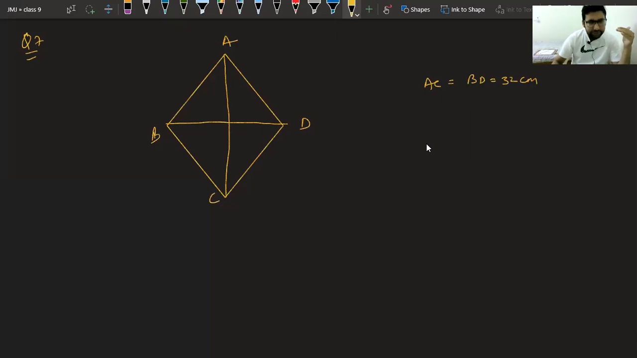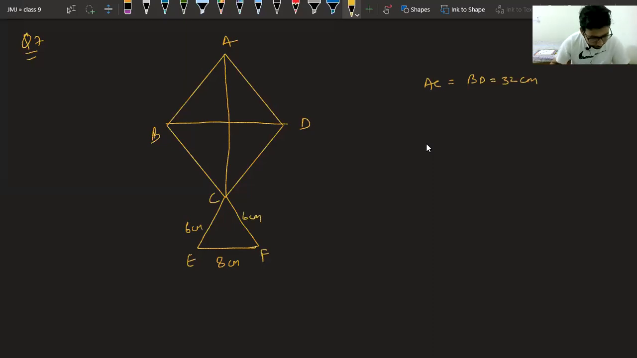and an isosceles triangle of base 8 centimeter. So we have a triangle also below it. Let me call it EF. Its base is given as 8 centimeter, sides 6 centimeter each. Very easy.